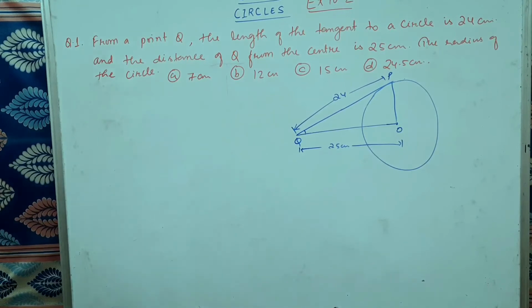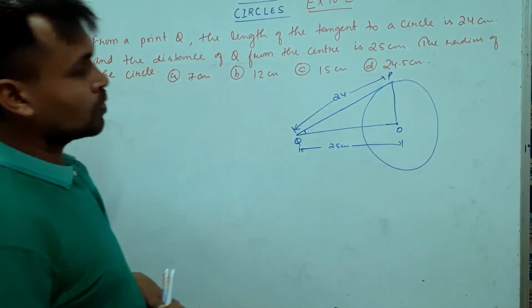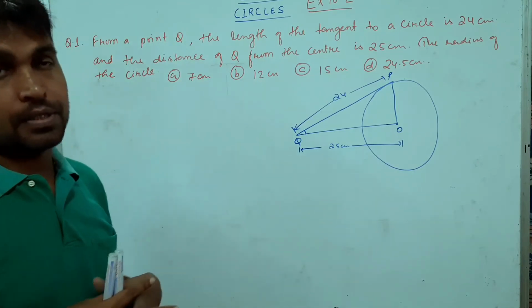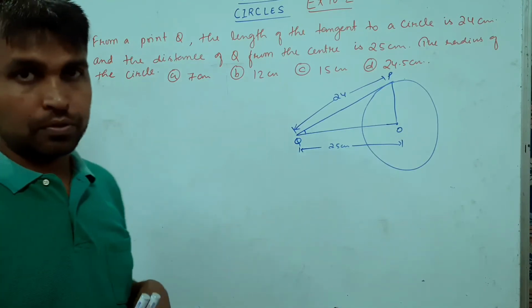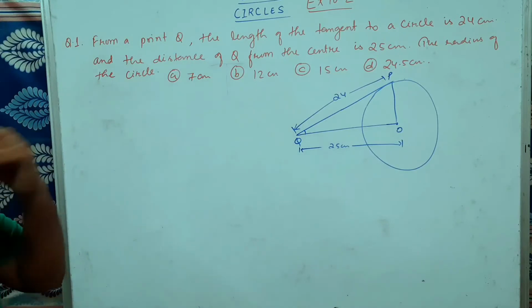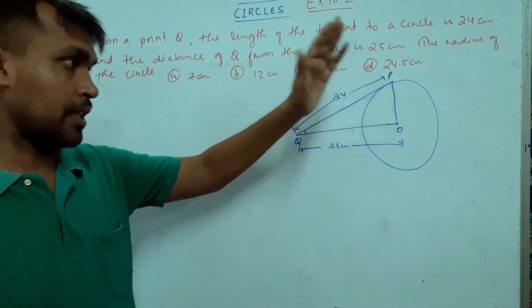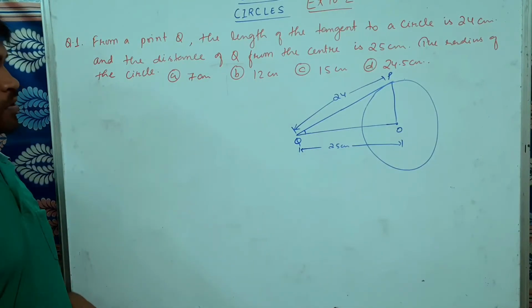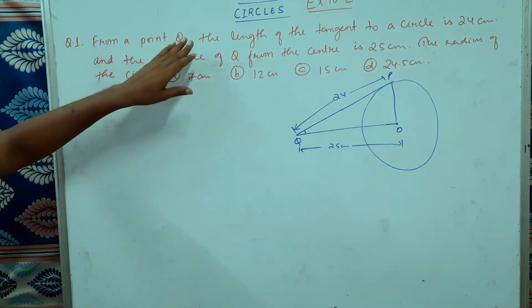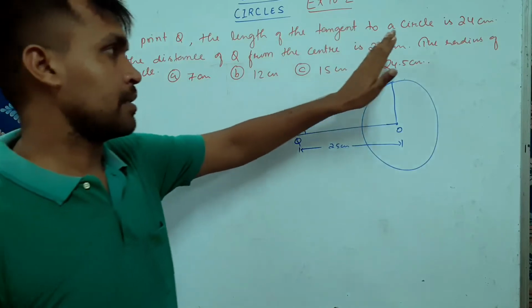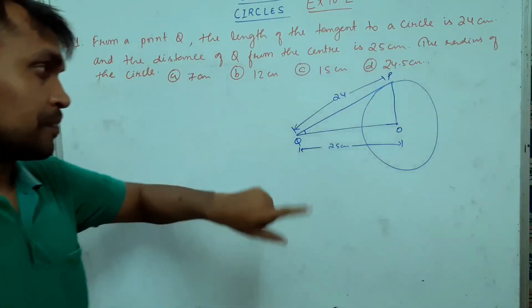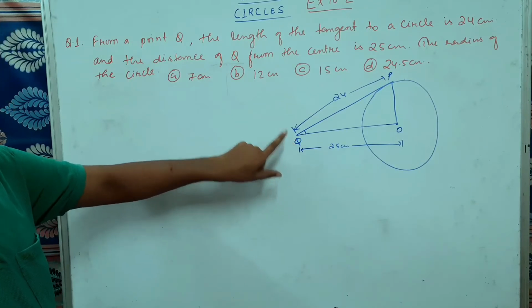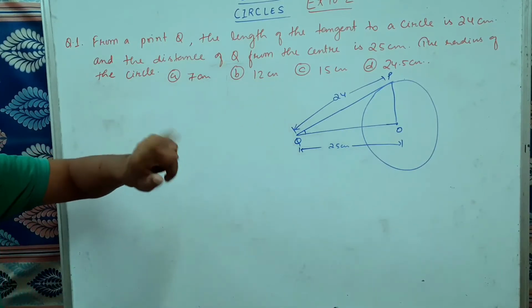So dear students, this is exercise 10.2 and the first question is choose the correct answer, but they are asking for justifications, so we have to solve it and show it. Whichever answer you tick, you have to show the justification. So what is the question? From a point Q, the length of the tangent to a circle is 24.